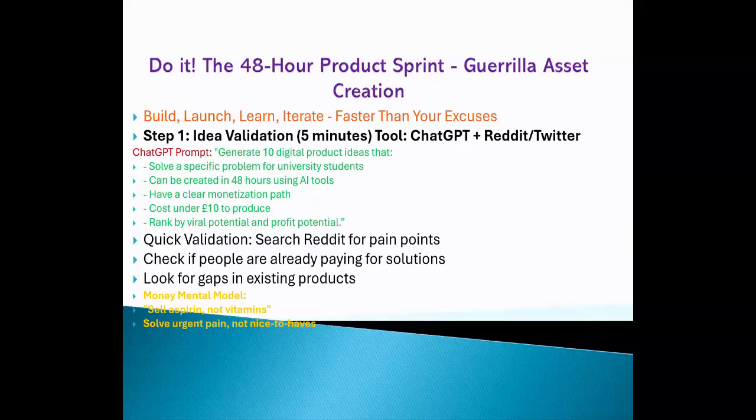using ChatGPT and Reddit or Twitter. So you can give ChatGPT a prompt like this one. Generate 10 digital product ideas that will solve a specific problem for university students. That's my entrepreneurial project. I'm trying to solve a problem for university students. This should be created in 48 hours using AI tools. And you should have a clear monetization path. It should cost under £10 to produce. And let's rank these ideas by viral potential and profit potential.